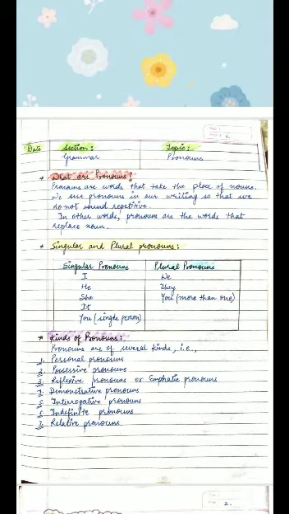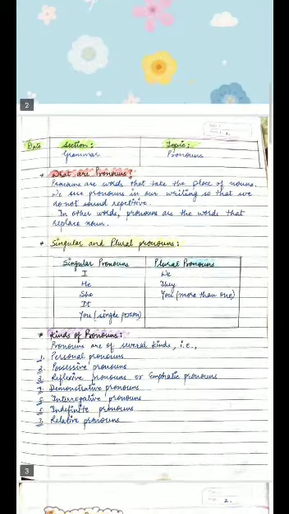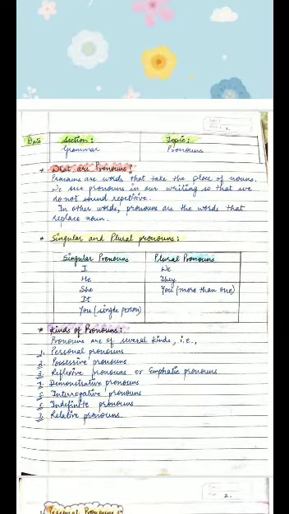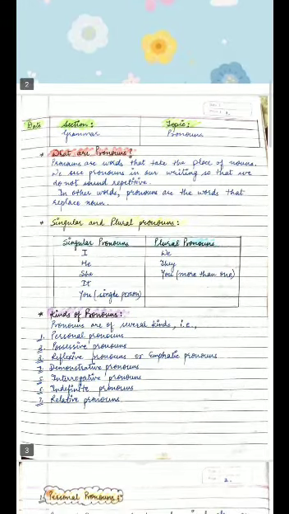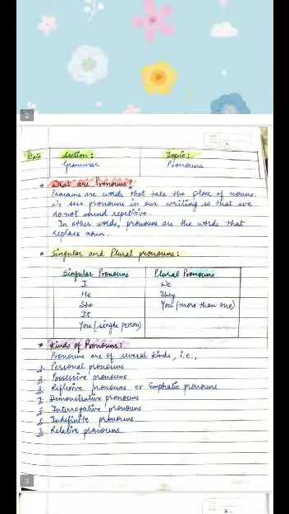Now, pronouns are further classified as singular and plural pronouns. In singular pronouns, we have words like I, he, she, it, and you, single person. Then in plural pronouns, we have we, they, you, plural.